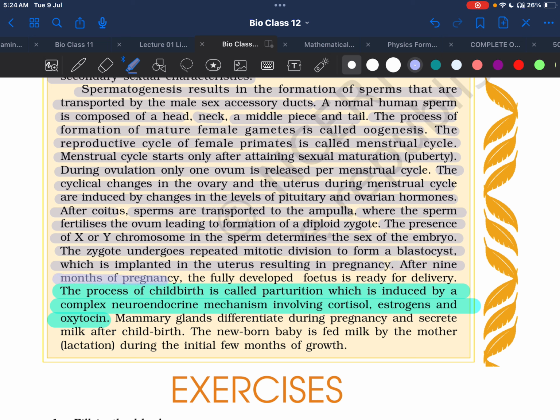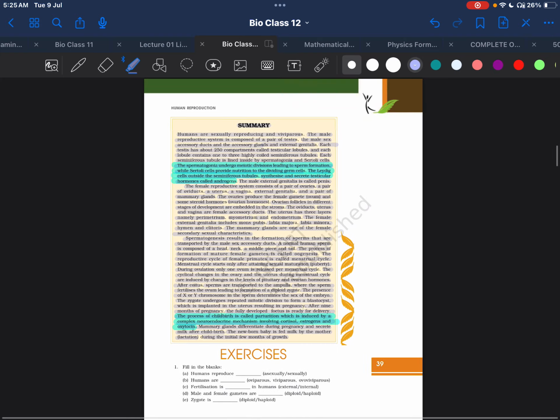After 9 months of pregnancy, the fully developed fetus is ready for delivery. The process of childbirth is called parturition, which is induced by a complex neuroendocrine mechanism involving cortisol, estrogen, and oxytocin. Mammary glands differentiate during pregnancy and secrete milk after childbirth. The newborn baby is fed milk by the mother, lactation, during the initial few months of growth.